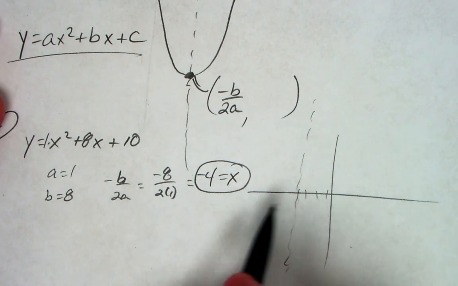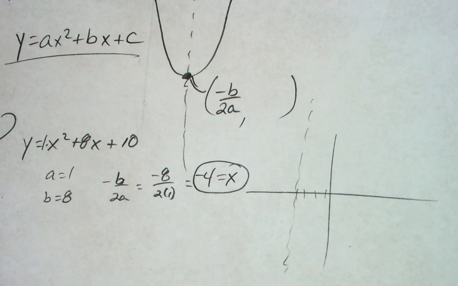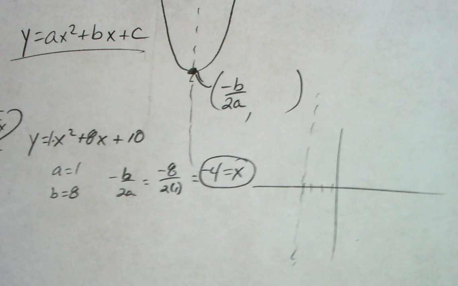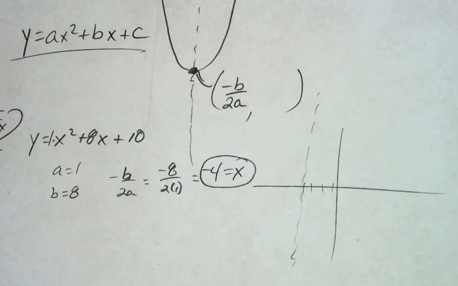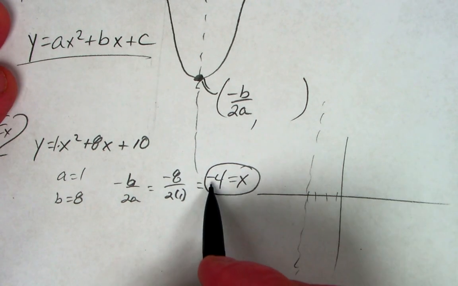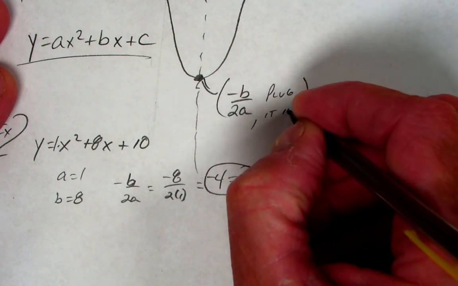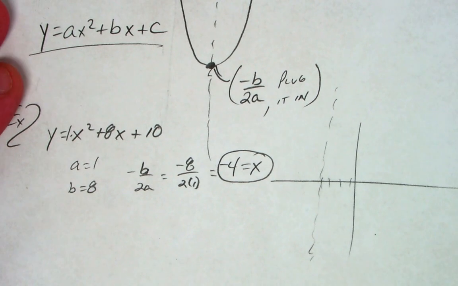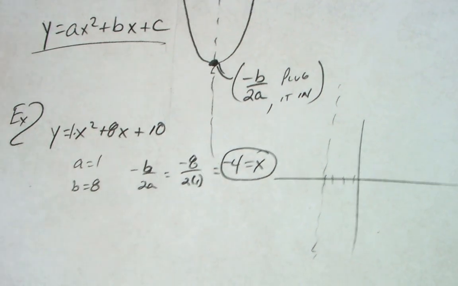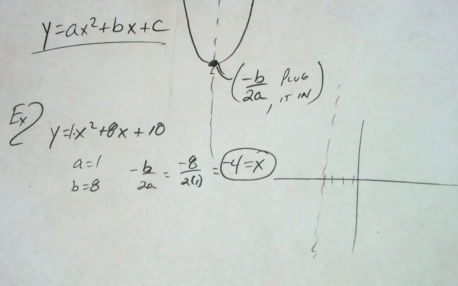So how do I find out how high it is? How do I find my y? Yeah. Well, I've got to do more than plus 10, but how do I find my y? Plug it in. Exactly. So you just take your negative 4 and you plug it in. So the large part of what we're doing today is calculating negative b over 2a, and then we're going to plug it in. That'll give me my vertex.